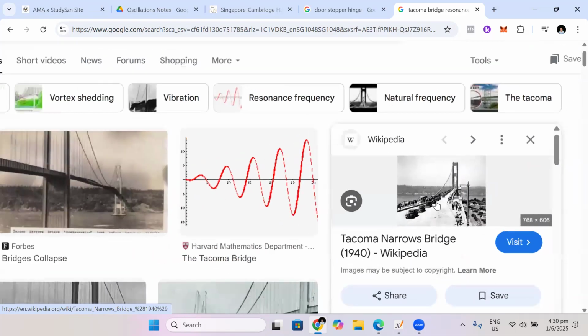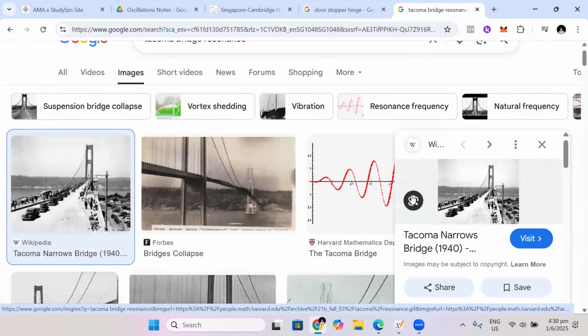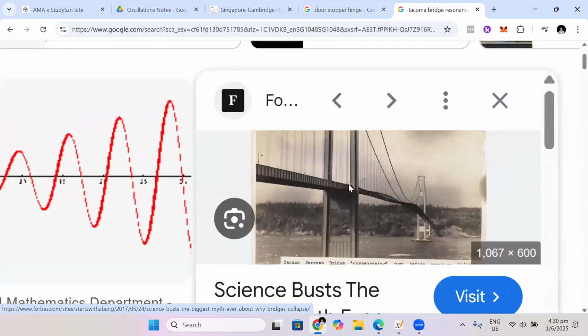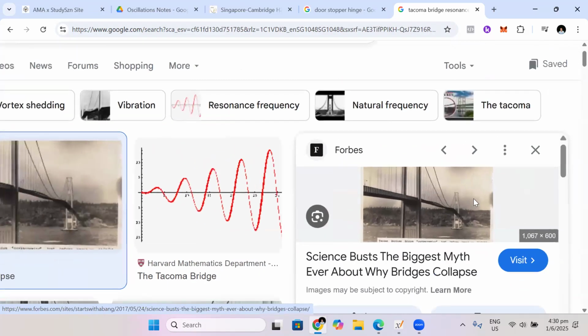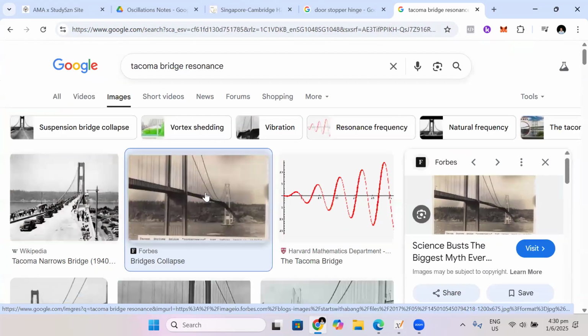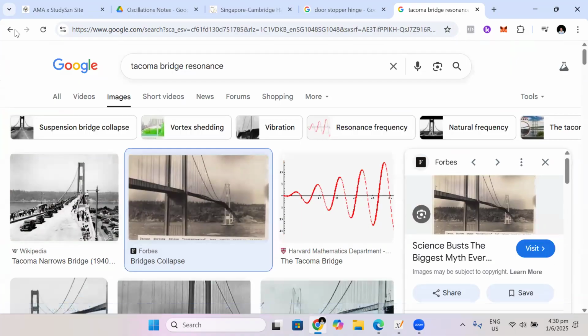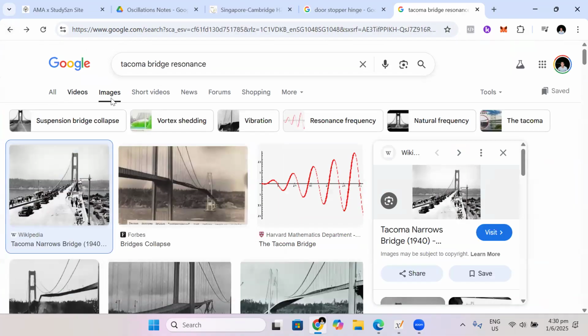When this occurred, the officials thankfully prevented people from further causing a strain on the bridge, so they actually prevented a lot of people from dying. And this eventually still collapsed due to the external winds and so on. So this is dangerous resonance.